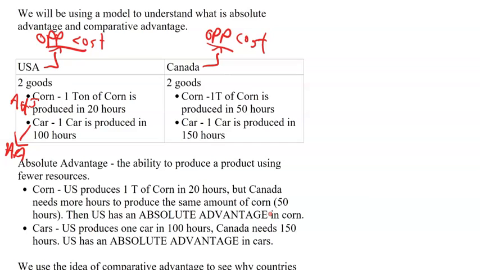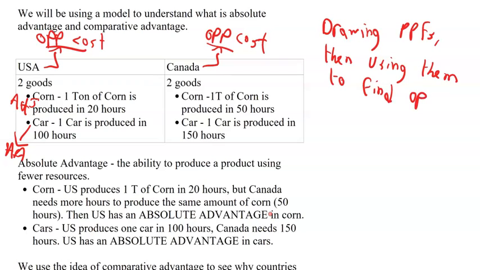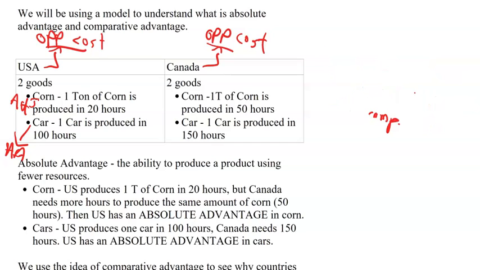From here, we can use a method to find out how to calculate opportunity cost. One way of doing it is drawing PPFs, then using them to find opportunity cost and comparative advantage. Now, we don't really need to draw PPFs here, but if that helps you, you can do that. Another way, and I think it's a little simpler, is to take a round number. So let's say we have 100 hours here, we have 20 hours here for the US.